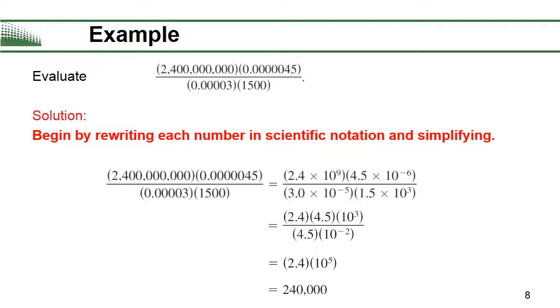Actually, you can just cancel the 4.5s, and that leaves you with 2.4 times 10 to the third over 10 to the minus 2. Remember your rules. When you're dividing the same number, you subtract the powers. 3 minus negative 2 is 5. So the answer is 2.4 times 10 to the fifth, which is 240,000.